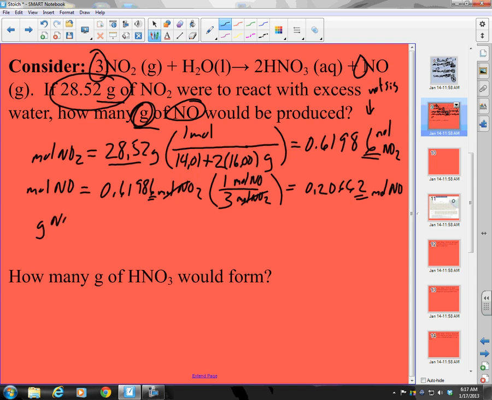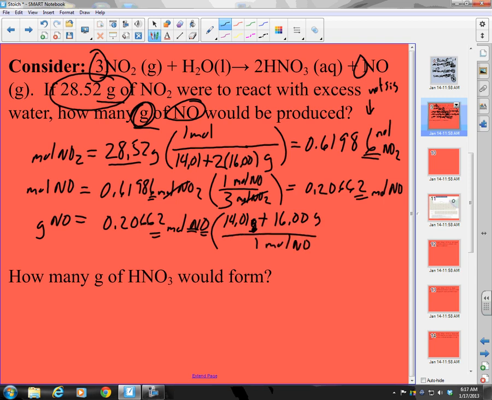So grams of NO equal what? Well, 0.20662 moles of NO times what? Grams per mole. And how many grams? Well, I have 14.01 grams plus 14.01. That's my molar mass of nitrogen plus 16.00 molar mass of oxygen grams per 1 mole of NO.